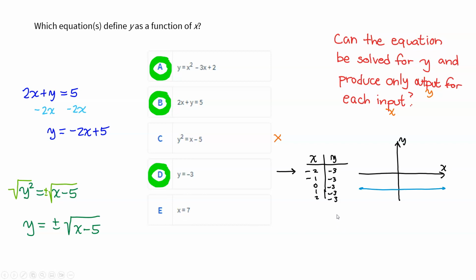Whereas x equals 7, well, that's a vertical line. That means that the x value of 7 is independent of y. So no matter what y is, x is going to be 7. So I have basically the x value of 7 being associated with all other y values. So you'd have a vertical line. Now, as far as functions go, vertical lines fail the vertical line test, because obviously if I pass a vertical line through here, it's going to intersect in, well, everywhere. So this is also not a function.